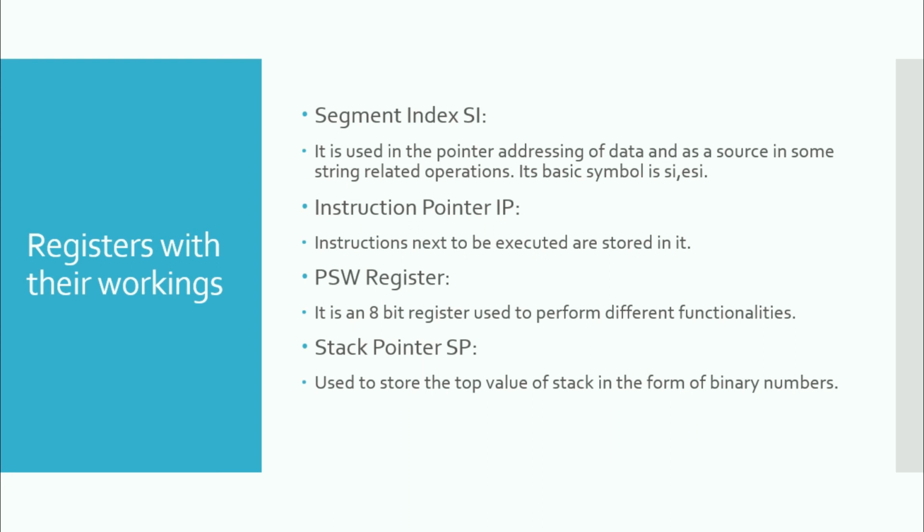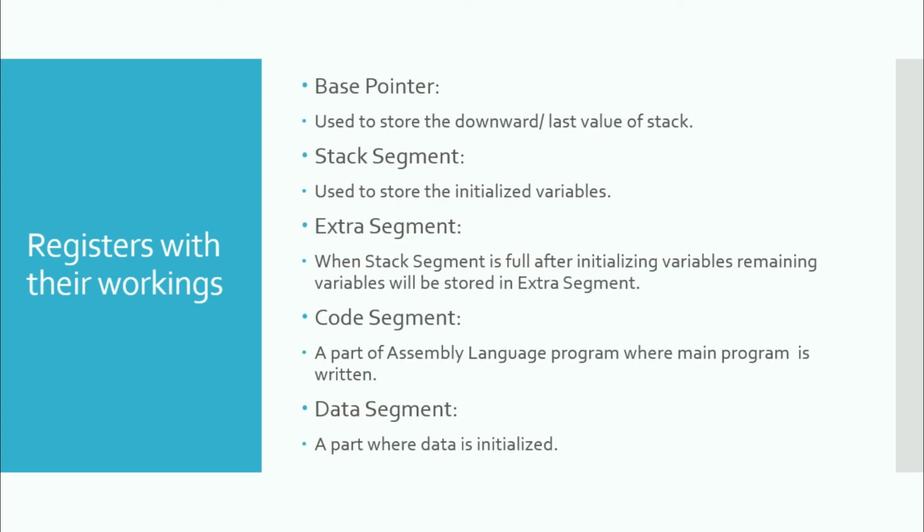And then we have the stack pointer. The stack pointer is used to store the top value of the stack in the form of binary numbers. Basically, it stores the top value, that is, the first value of the stack, in the form of binary numbers. Next we have the base pointer. The base pointer is used to store the downward, last value of the stack. It also stores this value in the form of a binary number.